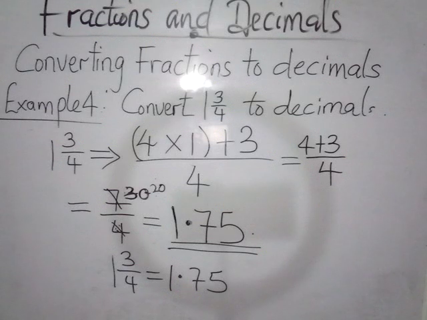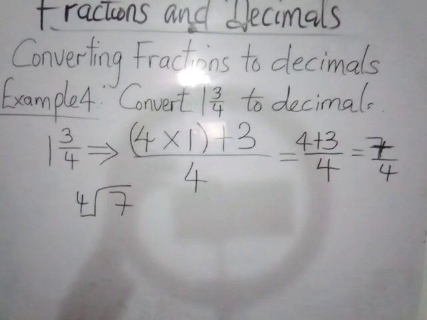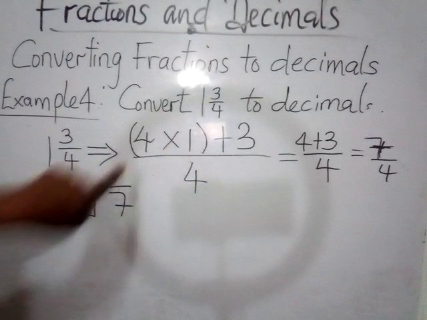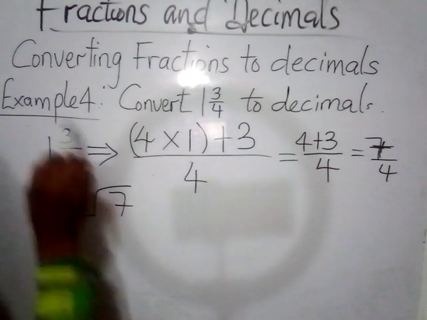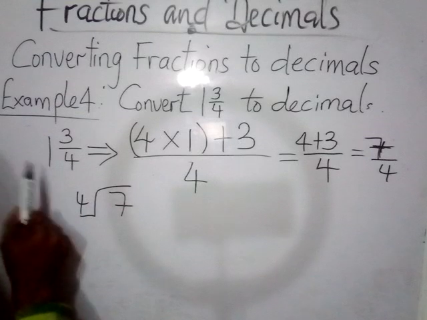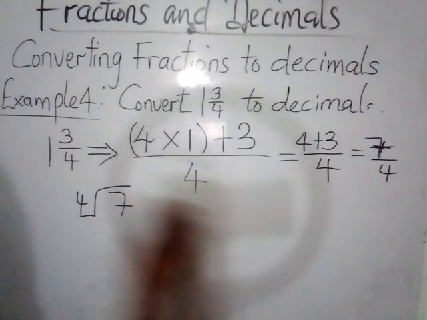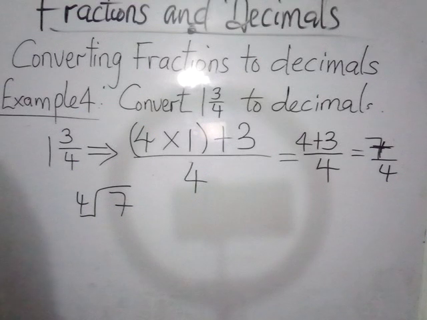Let's use the long division method to show you. Now we want to use the long division method to solve the same problem we just solved. Remember, this number is what we are changing to decimal, and first we need to change it to an improper fraction, and then we go on to use the normal method of division to get the decimal equivalent.